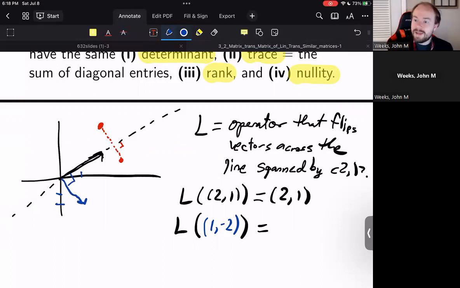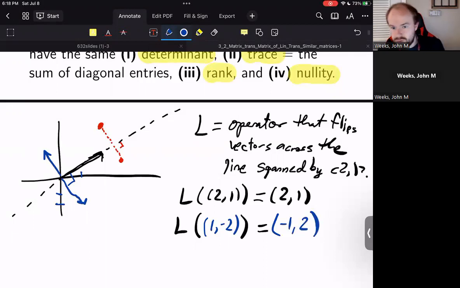And what does that mean? When I flip this arrow across the line spanned by 2, 1, what am I going to get? I'm going to get a vector of exactly the same length across the way from there. So this is now just going to be in the opposite direction of our original vector. It's going to go -1, 2 there.